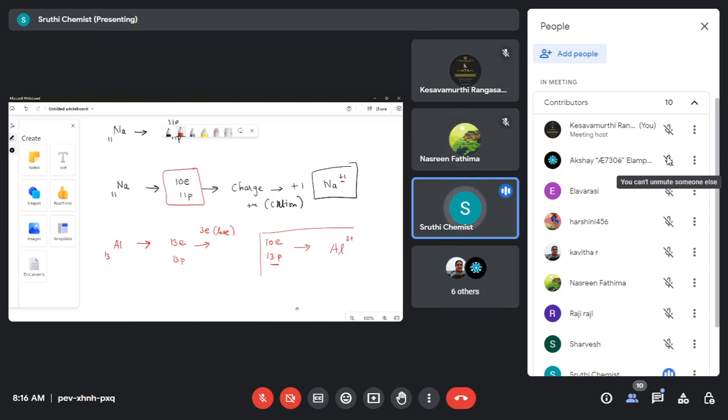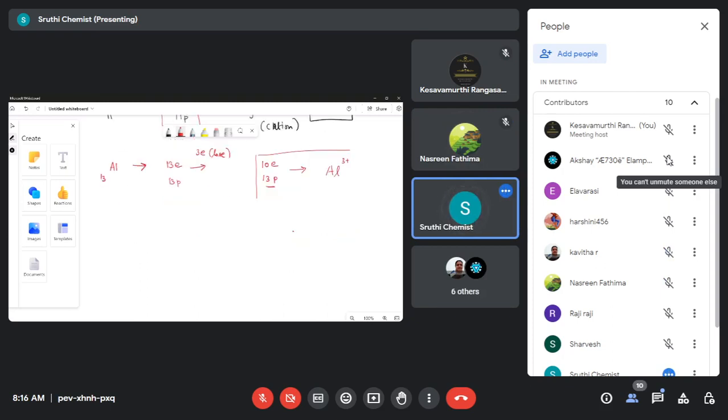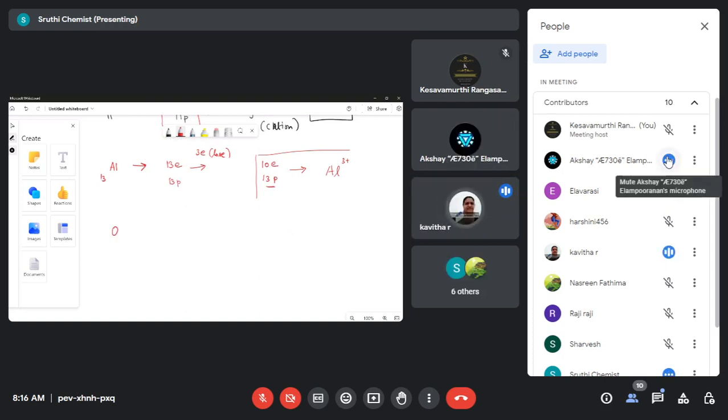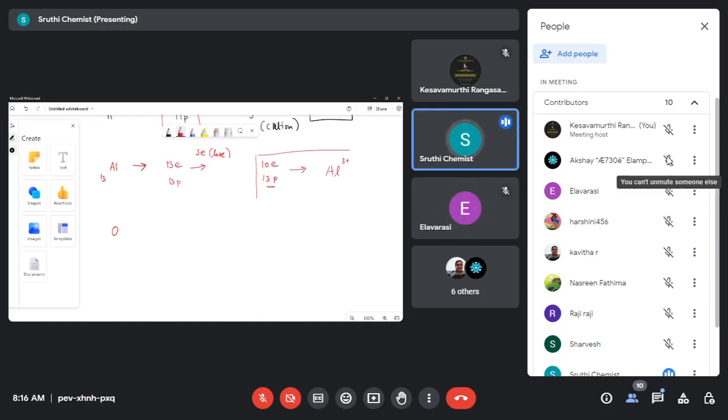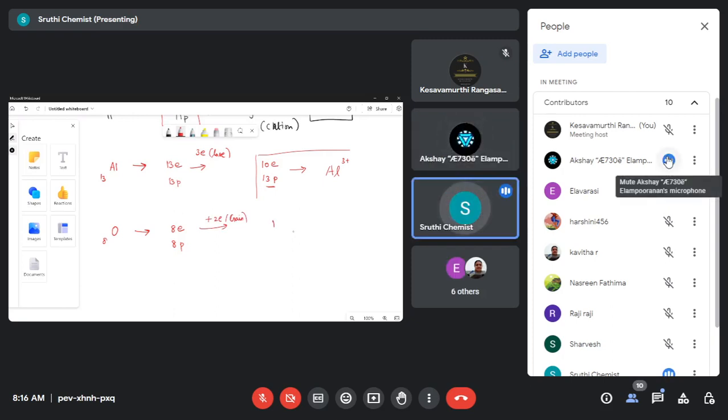Then we'll move to oxygen. Okay, oxygen. The atomic number of oxygen is 8, ma'am. Very good. The atomic number of oxygen is 8. Okay. So then it has 8 electrons and 8 protons. Suppose it is accepting 2 electrons, which is gaining electrons. So then how many electrons does the oxygen have now? 10, ma'am. Very good. 10 electrons.